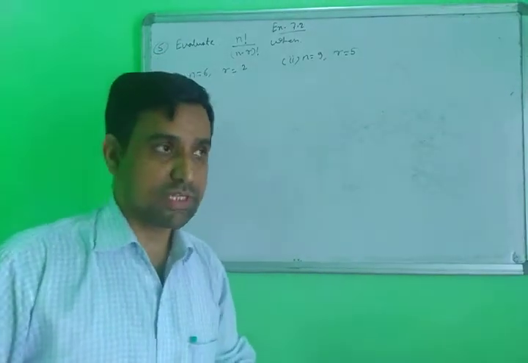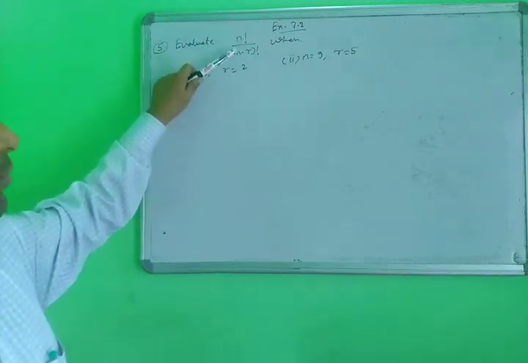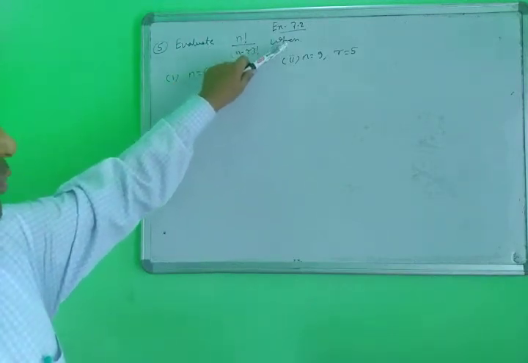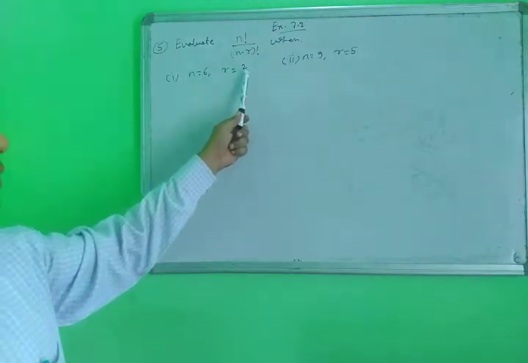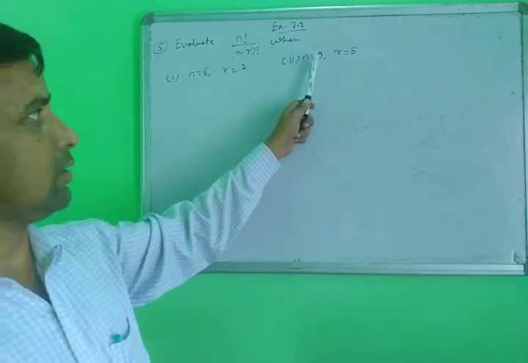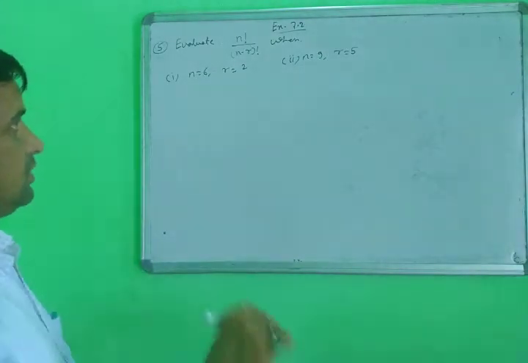Yes, then next I am taking question number 5. Evaluate n factorial upon (n minus r) factorial, when in the first part n is 6 and r equals 2, and in the second part n equals 9 and r equals 5. Yes, start the solution here.